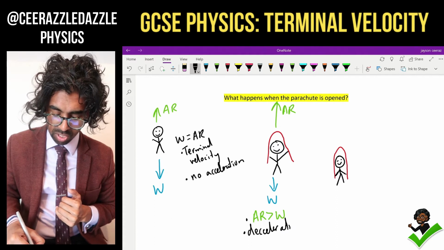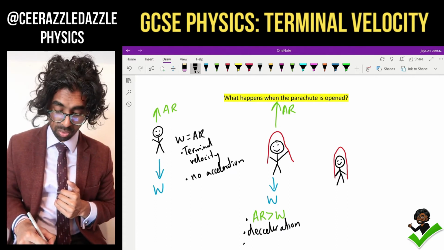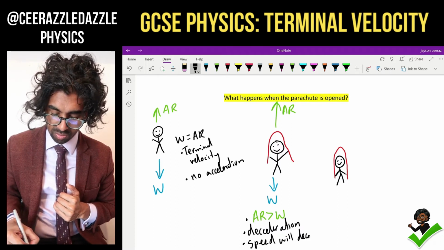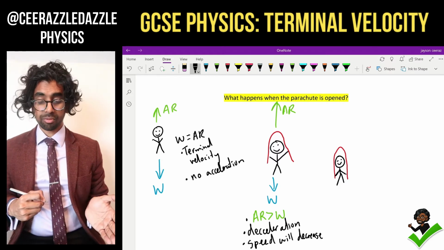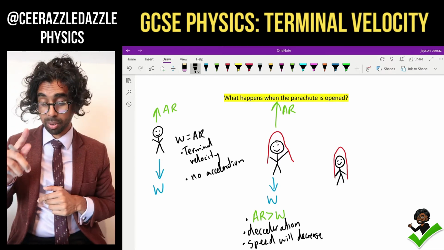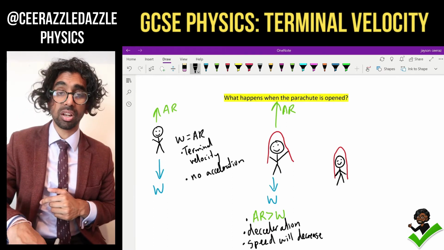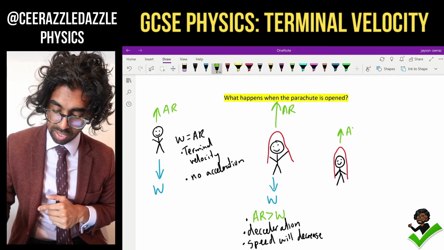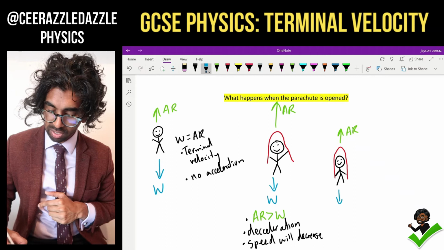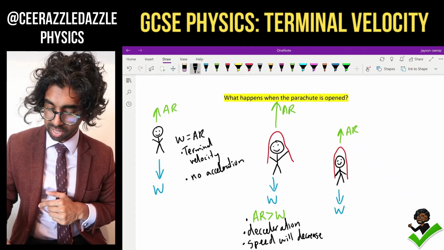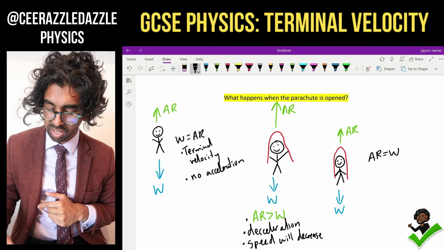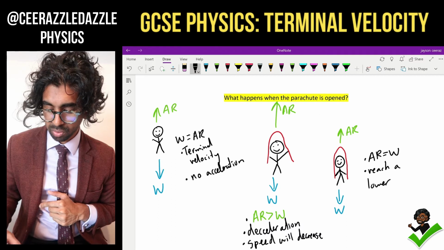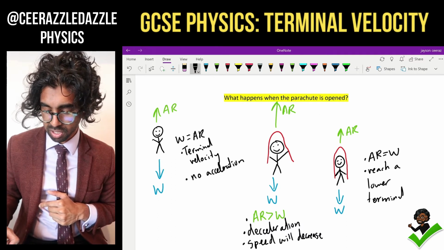So it starts to slow down, so your speed will decrease. That won't happen forever, yeah? What happens is the forces balance out again to reach a lower terminal velocity. So eventually the air resistance upwards over here will be equal to the weight going down again. So once again, we have air resistance equal to the weight, and we reach a lower terminal velocity.